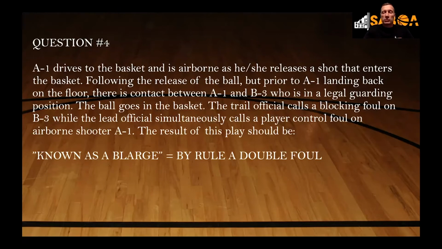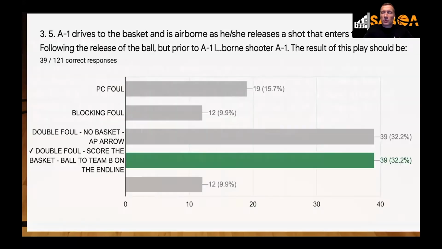If you go look in the rule book, there's nothing that says blarge. It's just what we use because it's a block and a charge, and we merge the words together. The correct ruling is a double foul. That's what it is. So I don't think anybody disagreed that it's a double foul. However, we had some confusion on what do we do? How do we resume this?